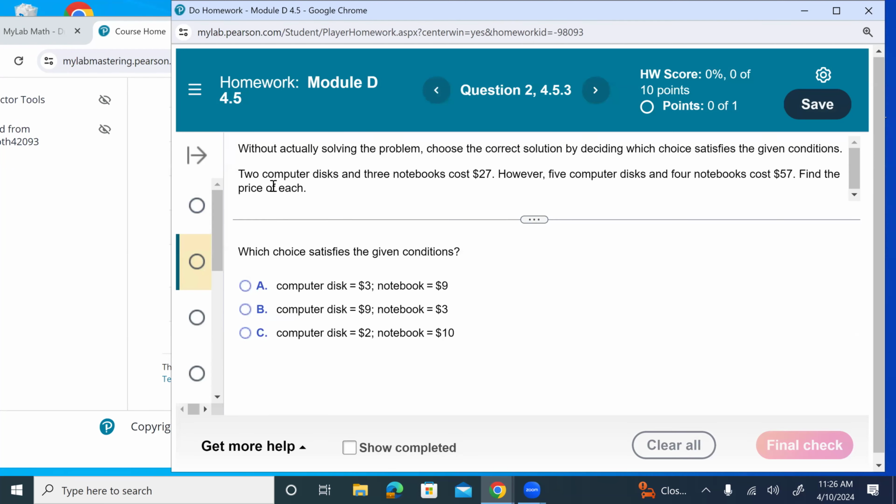Do this one the same way. 2 computer disks and 3 notebooks cost $27. However, 5 computer disks and 4 notebooks cost $57. Oh, brother. 2 computer disks and 3 notebooks. So 2 of these and 3 of these, is that going to be $27?